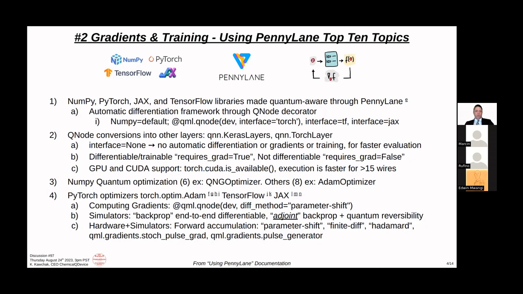So say, for instance, the hardware plus simulators, they can all do parameter shift, finite difference, Hadamard. It's not the Hadamard gate, it's like the Hadamard test. And if you're doing stochastic pulse gradients or pulse generator, that's for pulse programming.